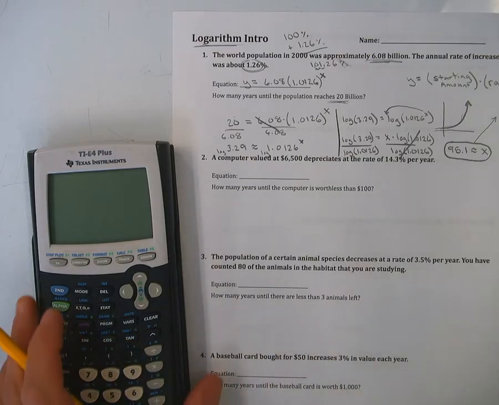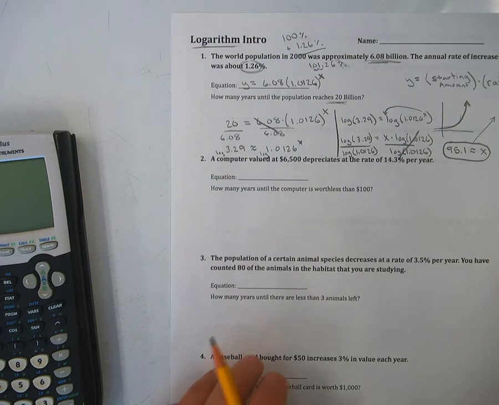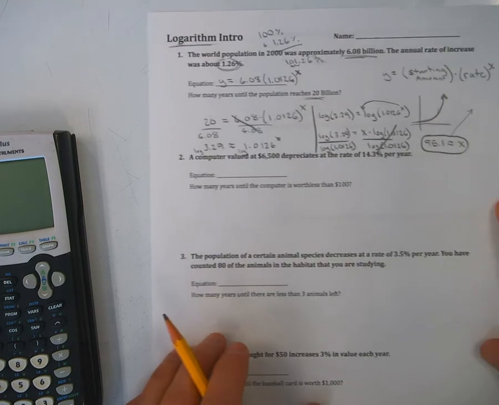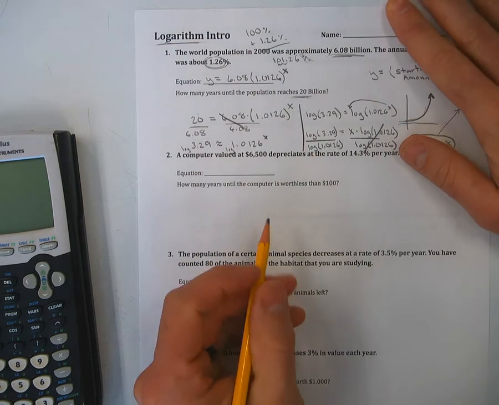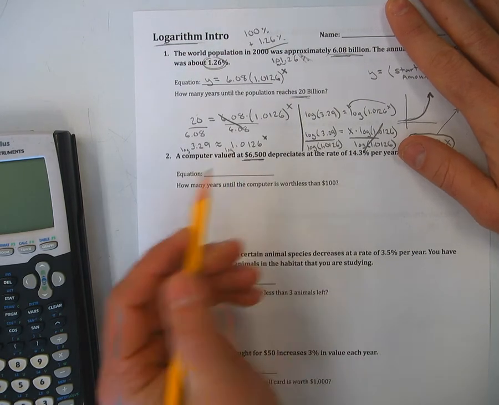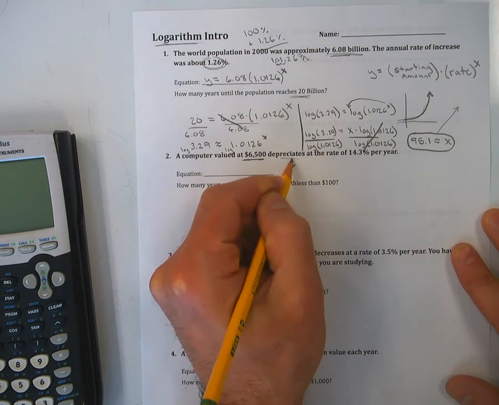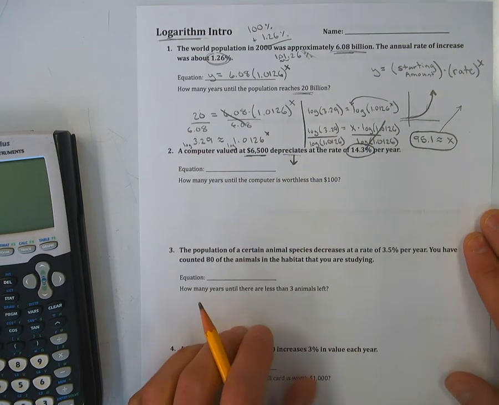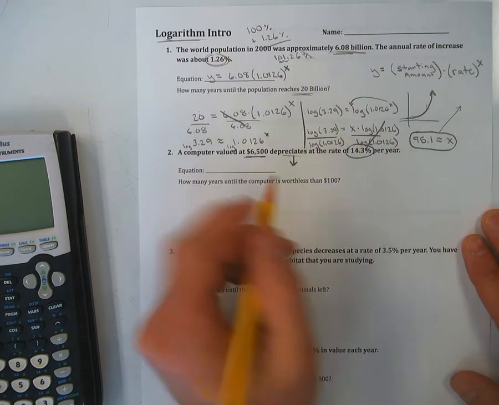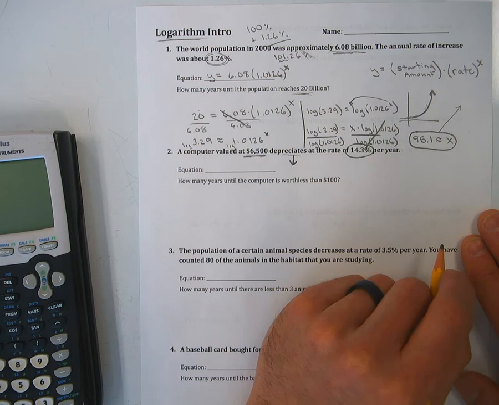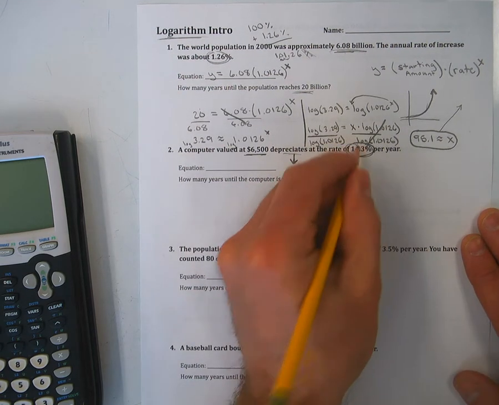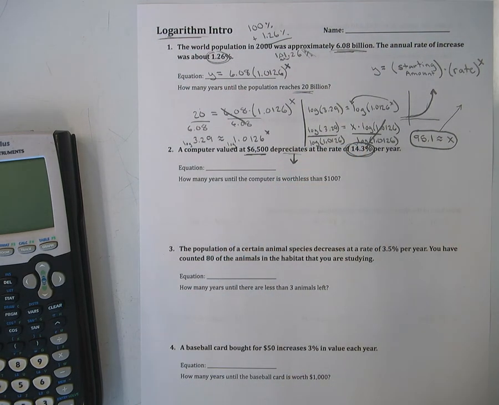All right, so I'm going to speed this up a little bit because this video is getting really long. A computer's value starts at this amount and it depreciates, which means it goes down. It decreases by 14.3% per year. So first thing is you always want to use the percentage you have left whenever you're using these equations, because we don't want it to tell us how much we've lost. We want the equation to tell us how much value is remaining.